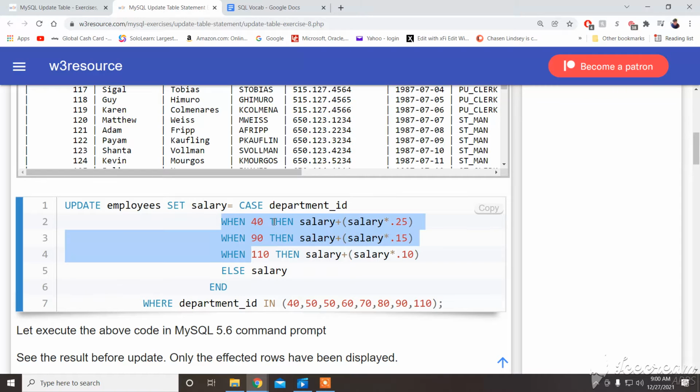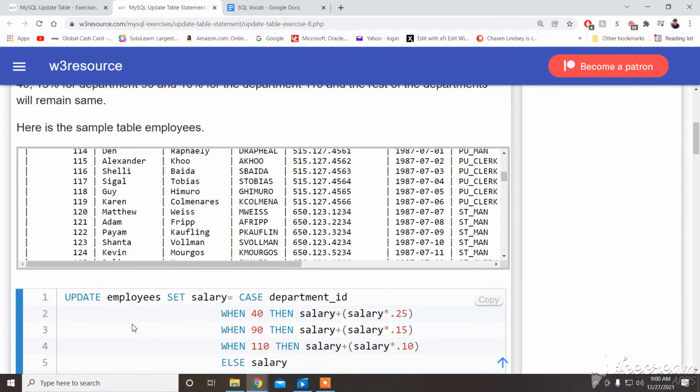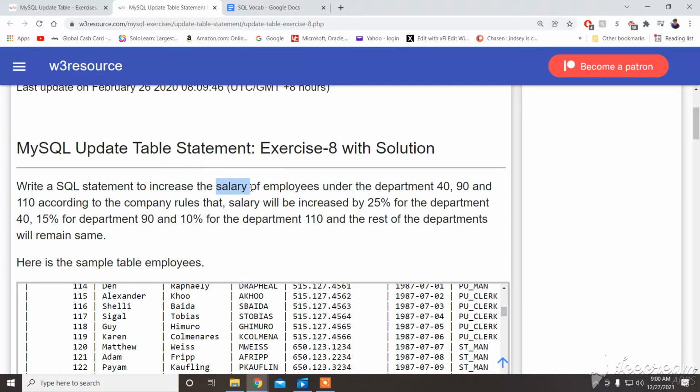So we're going to use when, and when you have a case when statement, you also need then. When you have this, you also need thens. And the thing we're changing is the salary.